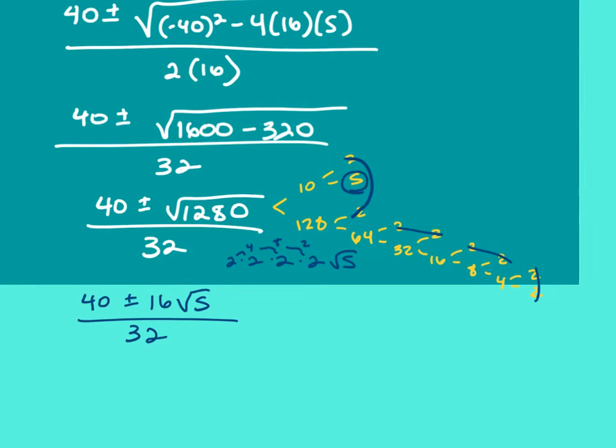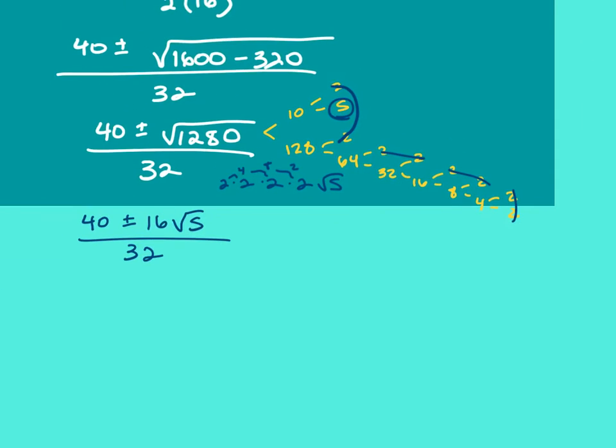Now you can either split and reduce it, or reduce it here and then try to split it. Either way you end up, these are all divisible by 8, so this would be 5, 2, and 4. 5 plus and minus 2 root 5 over 4.